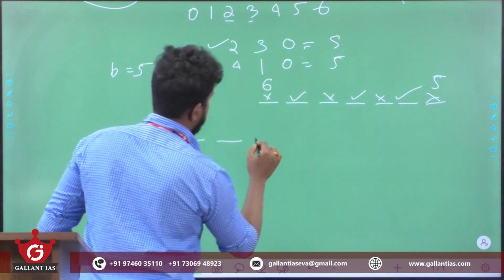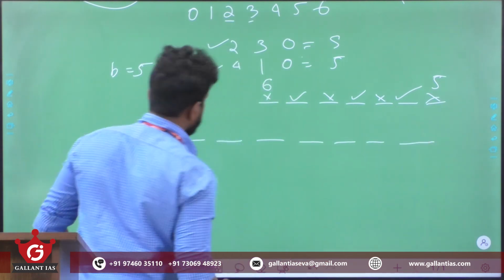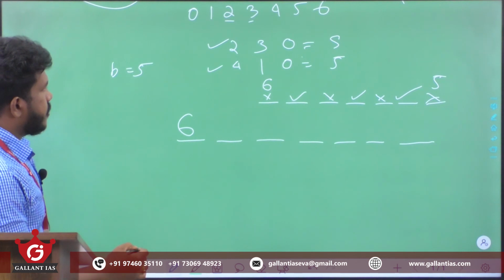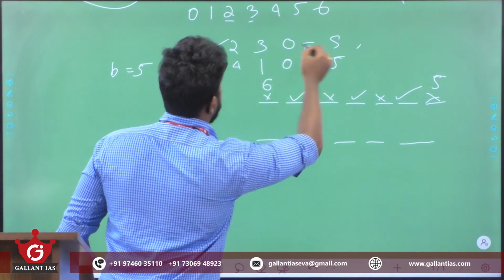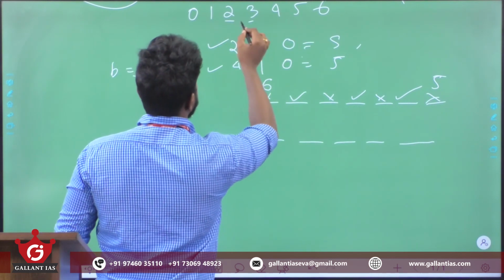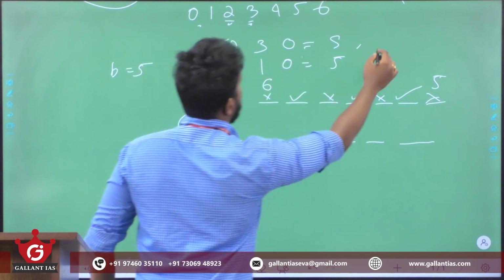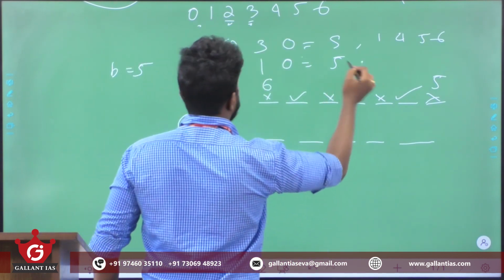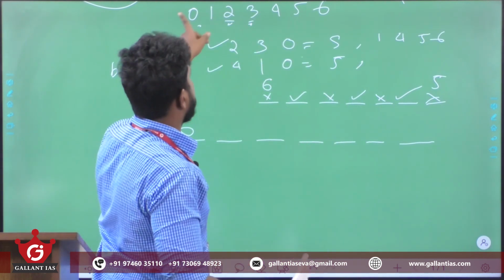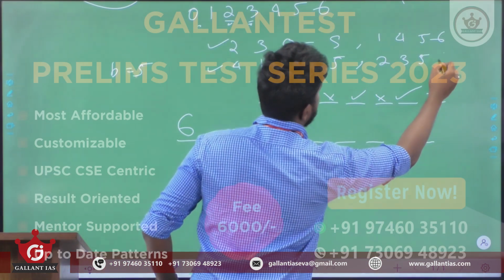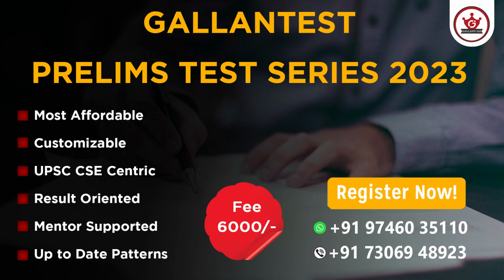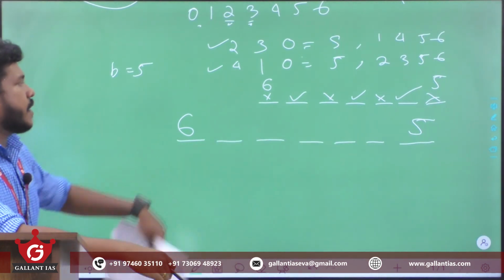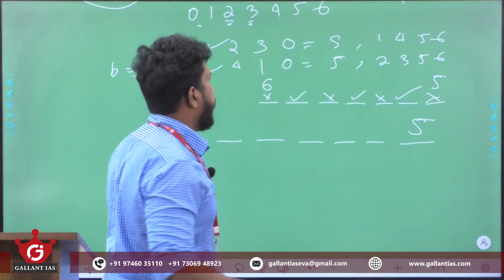Look here. First, it should be 6. If it is 2, 3, 0, then what are the remaining values? 1, 4, 5, 6. If it is 4, 1, 0, what are the remaining values? It will be 2, 3, 5, 6. So 6 is the possible initial value, in the extreme leftmost side, and 5 is the value in the extreme rightmost side, or in the ones place. So the remaining spaces you need to fill with values, right?